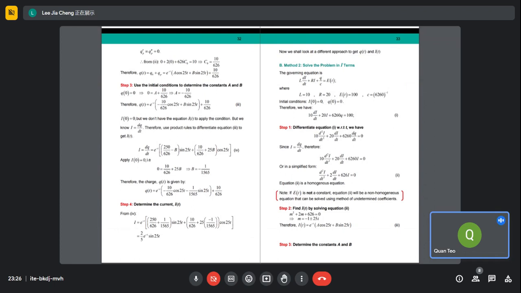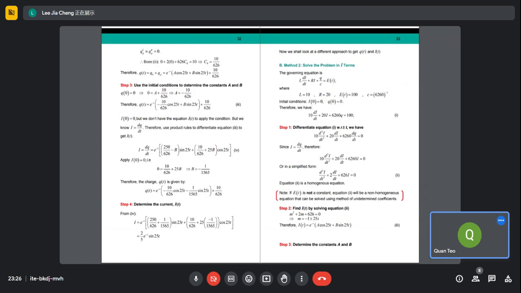Therefore, the equation for q will equal e to the power of negative t times (negative 10/626 cos 25t minus 1/1565 sin 25t) plus the constant 10/626.